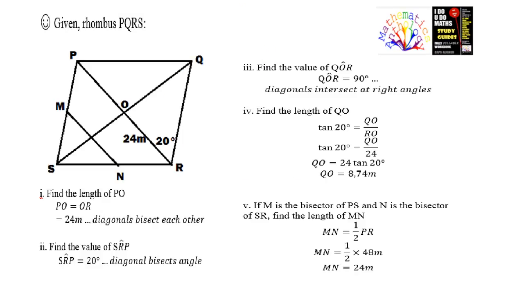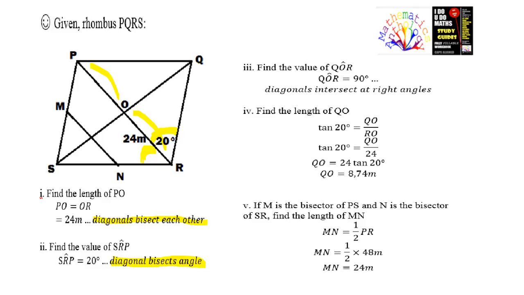Now we're given a rhombus PQRS. Let's find the length of PO. PO will equal OR because the diagonals of a rhombus bisect each other, which means that these two values here are equal. So PO will also equal 24. Find the value of SRP, so angle SRP, which is this angle here. I know that angle SRP is equal to this angle here, 20, because the diagonals of a rhombus bisect the angles.